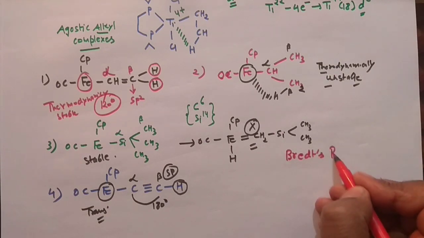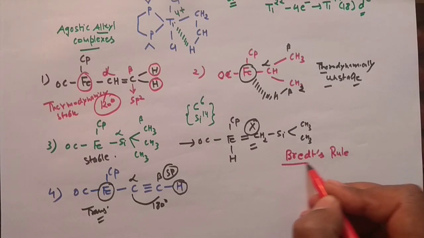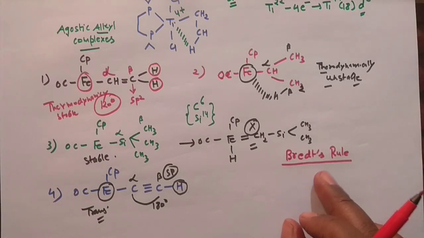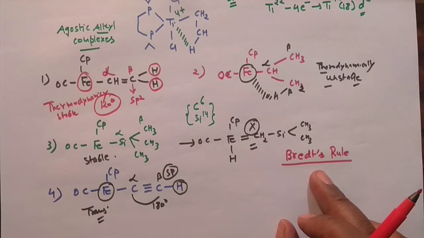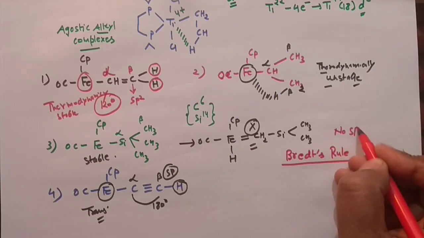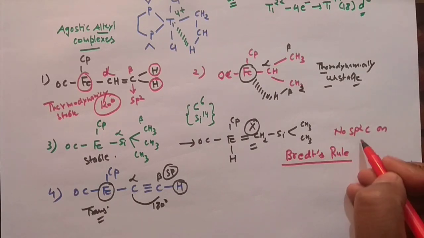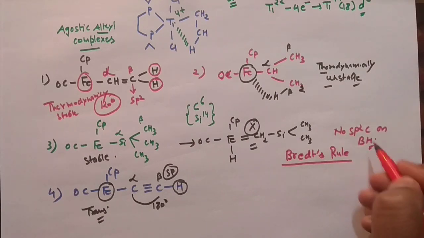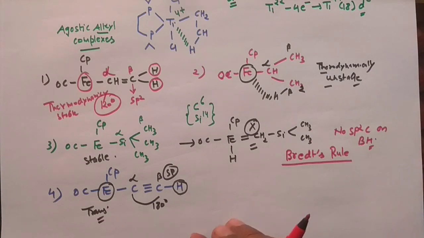B-R-E-D-T, Bredt's rule. Bredt's rule states that if you are forming cyclic alkenes or bicycloalkenes, you cannot put your sp2 carbon on the bridgehead position. That means no double bond on the bridgehead position. Now I am giving you some examples.